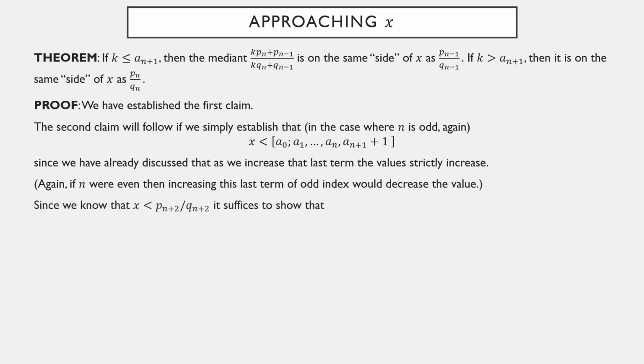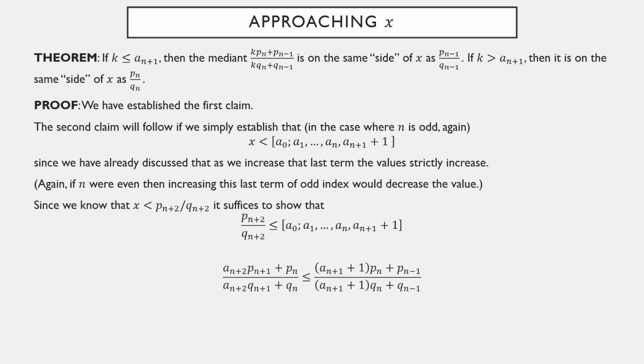Okay, we do happen to know, however, that since we've assumed that n is odd, p_{n+2} over q_{n+2} is still an odd indexed convergent, and those are all bigger than x. So we want to show that x is less than this number. We already know that x is less than this number. So if we can show that this convergent is less than or equal to this mediant looking thing, then since x is definitely less than this, it will be less than that as well. Okay, so what we want to show is that p_{n+2} over q_{n+2} is less than or equal to this number right here.